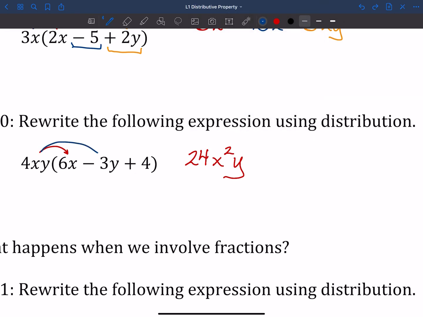We've got 4xy times negative 3y. So 4 times negative 3 is negative 12. And then again, same thing with the variables, right? That x doesn't have anything to multiply with, so it stays x. The y now has a y that it's going to get multiplied by. So then that becomes y squared, right?